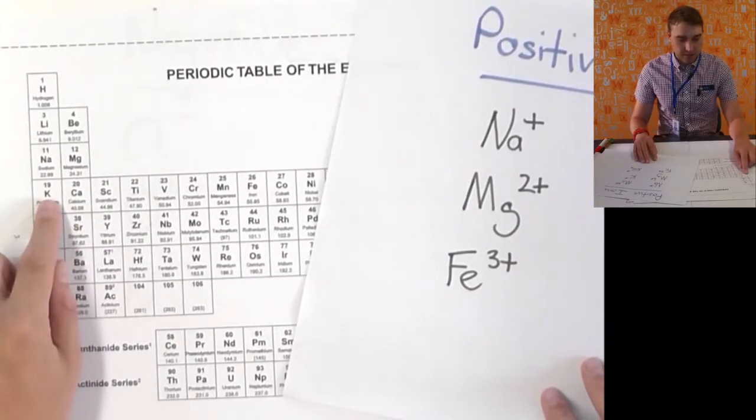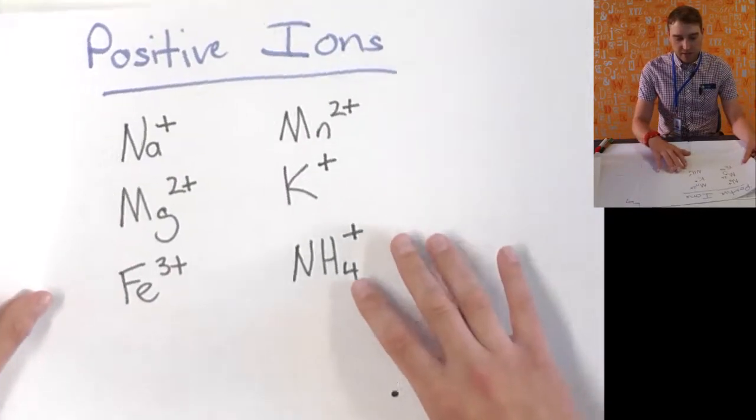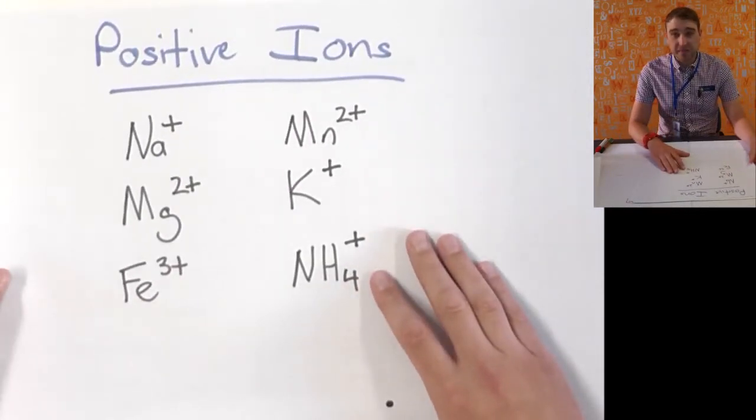Potassium, we looked at before, group 1, so it gets a charge of +1. Then when we get to our compound ions, again, it's easier just to sit down and learn the charges of the compound ions that you need to know. And I'll go through which ones you need to know in class.